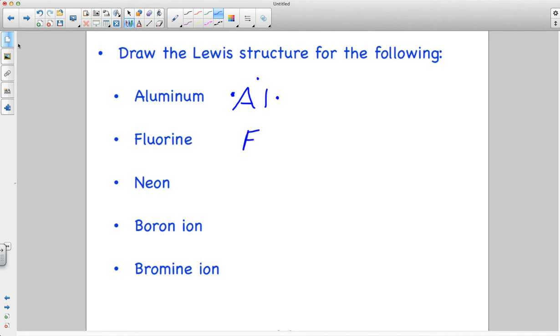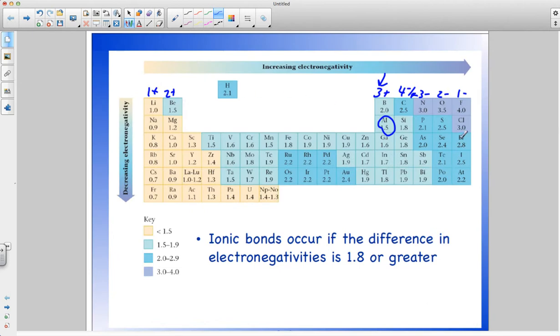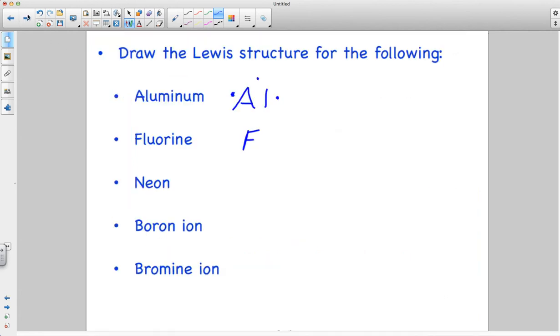Okay, fluorine. If we head over here again, we notice that fluorine is found over here. Where's my fluorine? There it is. Over here in group 7. Okay, so that means it has 7 valence electrons. So let's fill them in.